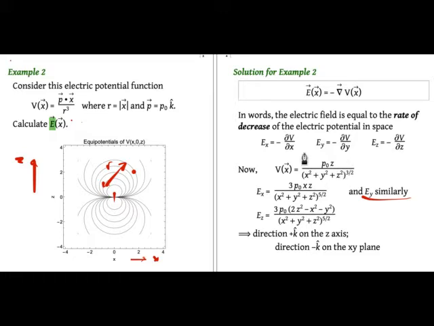Okay, now I have to take into account the minus sign as well. So from differentiating the z in the denominator, I'll get plus 3p0z squared. And from differentiating the z in the numerator, I'll get minus p0 times x squared plus y squared plus z squared. So when I combine those, I'll get 3p0 times 2z squared minus x squared minus y squared. And the denominator, again, I've combined the denominators, x squared plus y squared plus z squared to the 5/2.